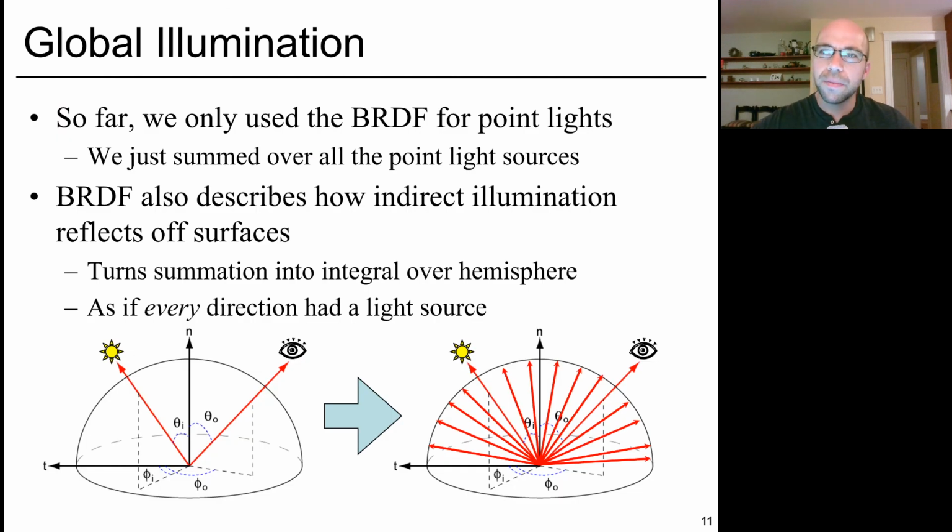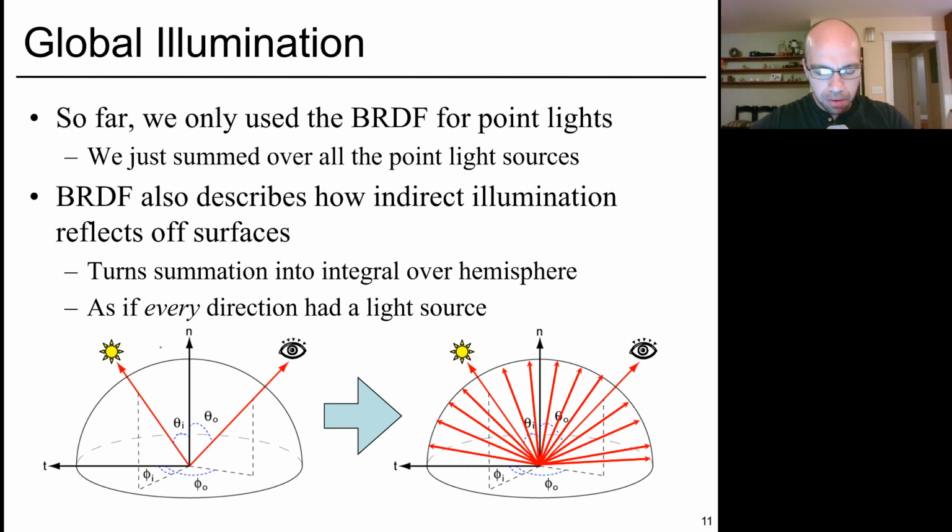Okay, so far we've only discussed BRDF for point lights, which is to say that the only light sources that get bounced off a surface are kind of like little delta functions that are hitting the BRDF at just one location. But the reality is that a BRDF is really more like a differential object, even though we didn't really see that when we talked about it last time. And that's because it describes how indirect illumination reflects off of a surface as well.